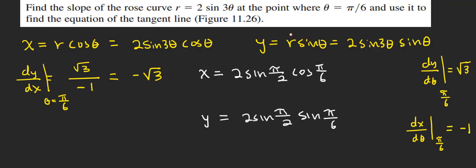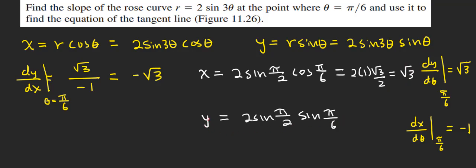Now when theta equals pi over 6, x is going to be, instead of theta, you substitute pi over 6. So you'll get 2 sine pi over 2 cosine pi over 6. And as a result, this becomes 1. So it's 2 times 1 times radical 3 over 2, which is going to be radical 3.